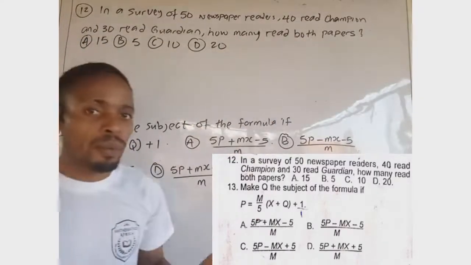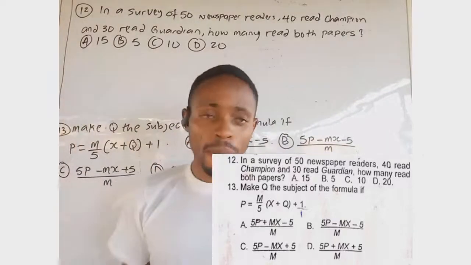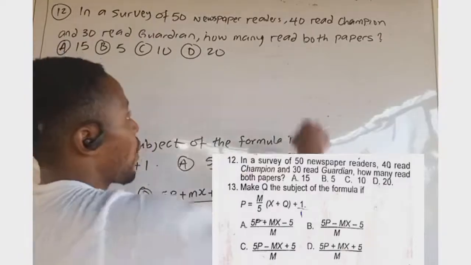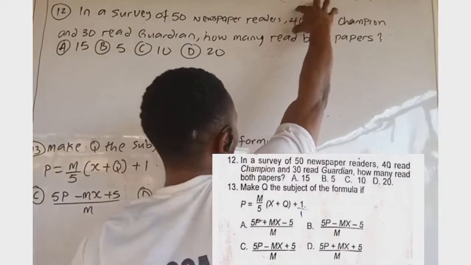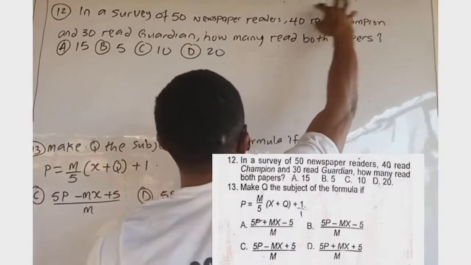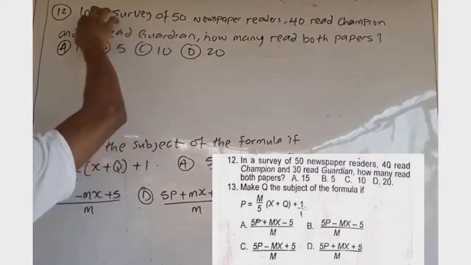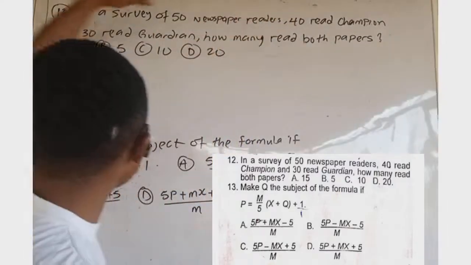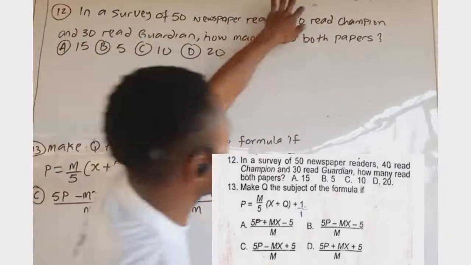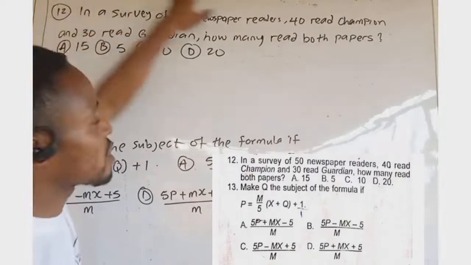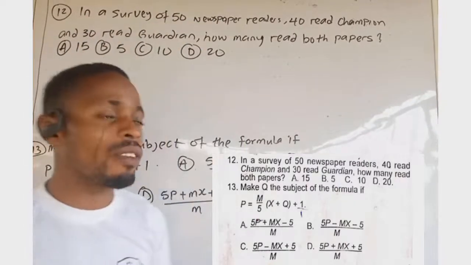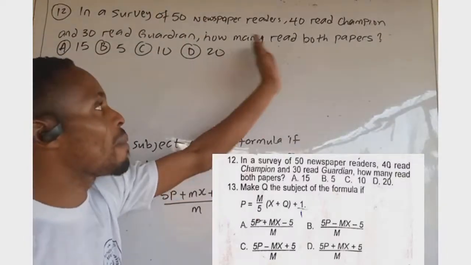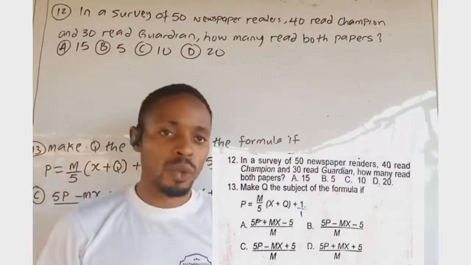So I will give you the simplest trick to solve this. The total number of newspapers is 50. The number of people that read Championship is 40. The Guardian is 30. So what we do here is add Championship with Guardian, add them together, and subtract the total number of newspapers from it. Then you get how many people read both papers.